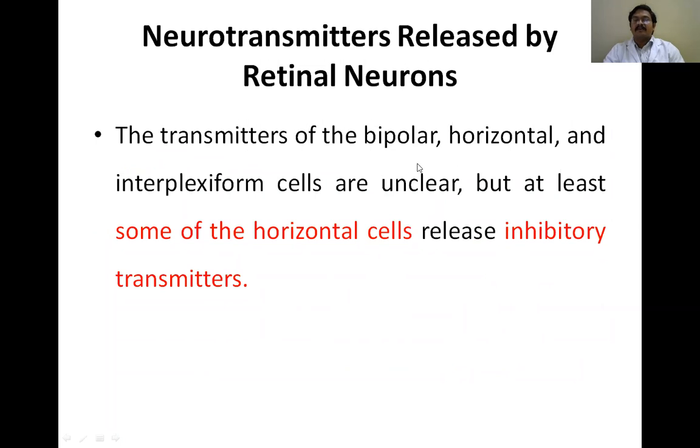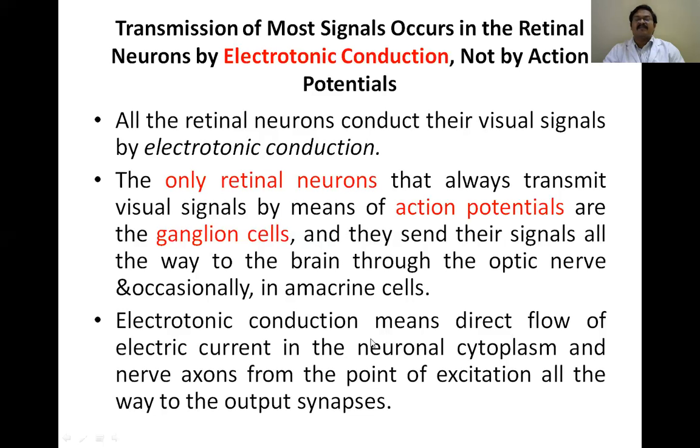You must remember that the transmitter secreted by the bipolar cells, the horizontal cells, and interplexiform cells is not clear. As we see, the amacrine cells secrete 8 types and the photoreceptors, rods and cones, secrete glutamate. But at least the transmitters secreted by horizontal cells are inhibitory transmitters.